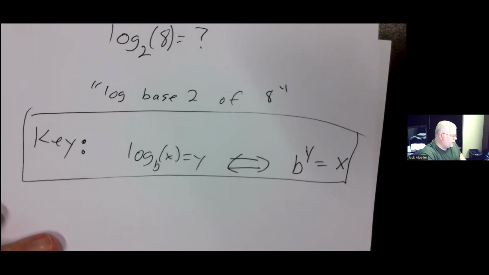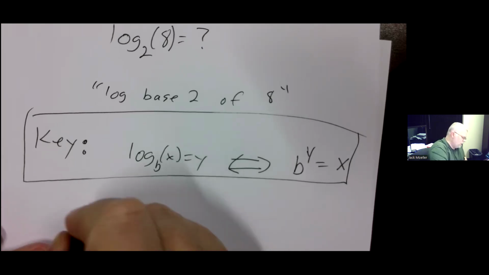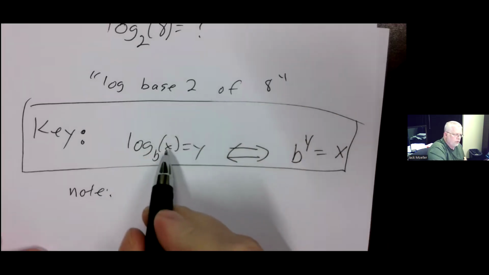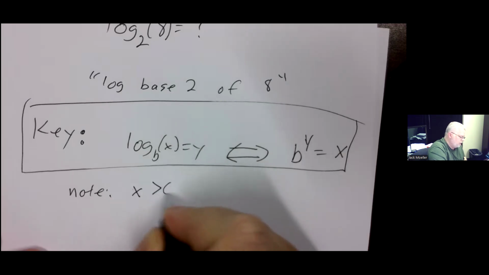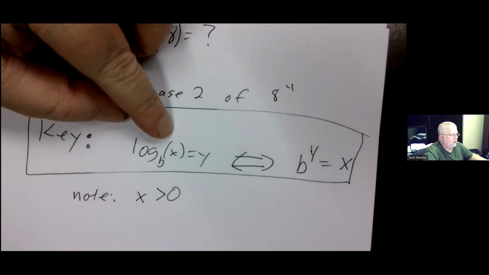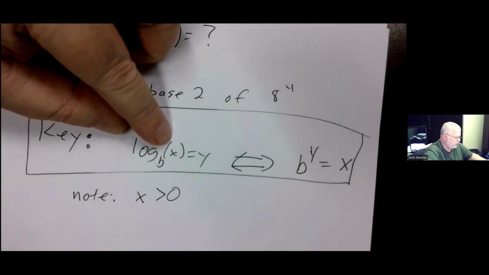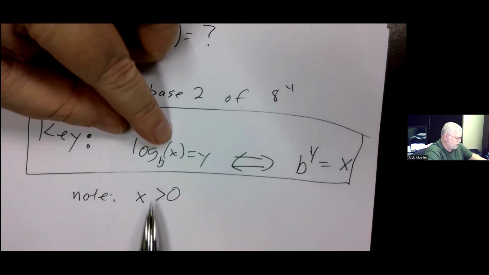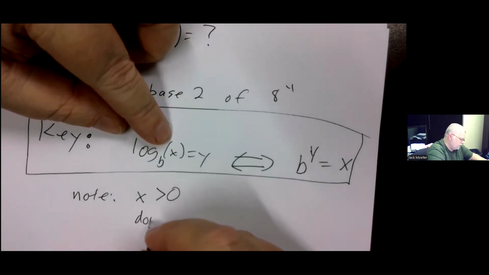A couple other things about logs. Just as a note, the argument, which is just whatever we're taking the log of, in this case x, has to be greater than 0. So we cannot take the log of 0 or a negative number. We're going to talk a lot more about that. That's basically the domain, with x. We're going to talk about that a lot more when we do a little bit of graphing towards the end of this section. But that comes into play with the domain.